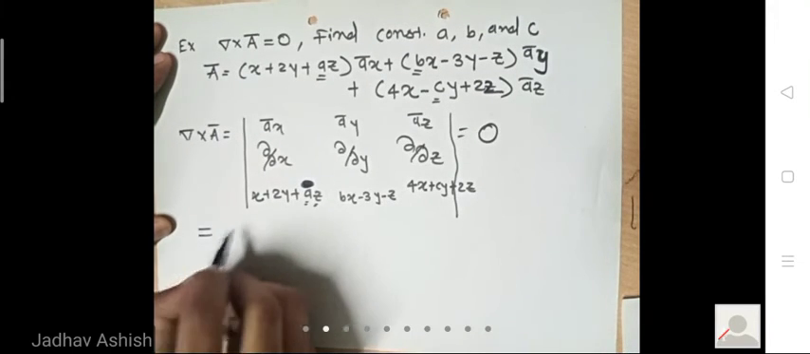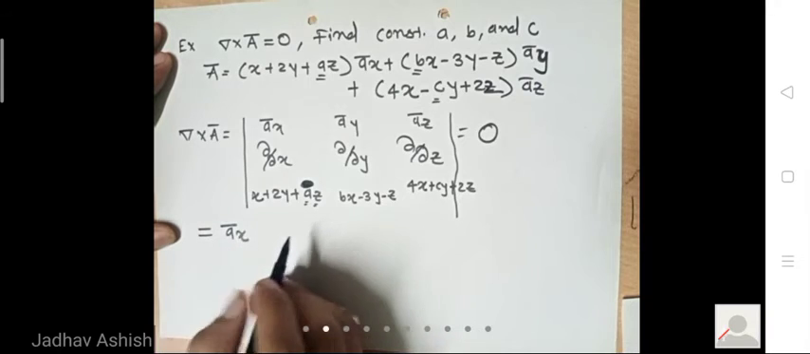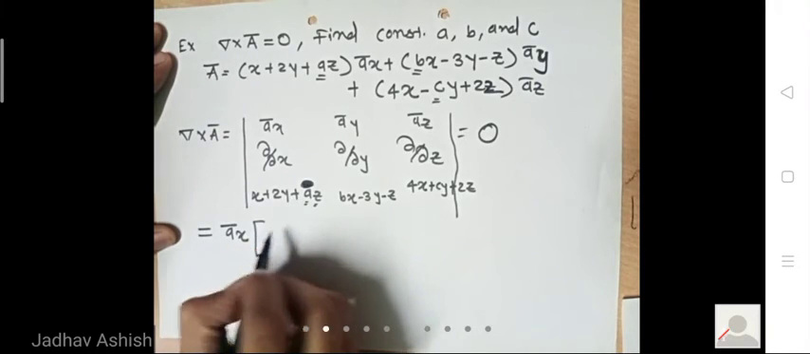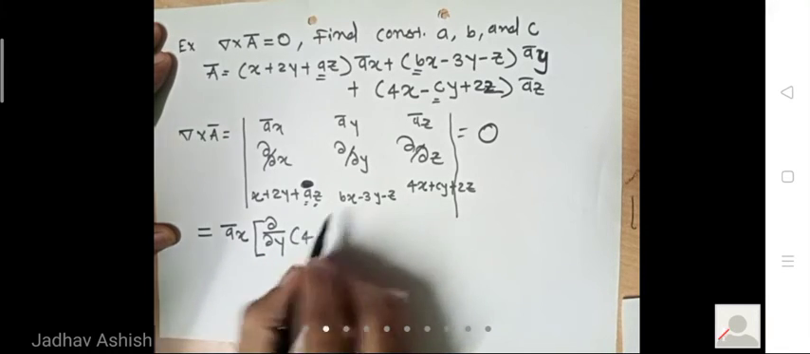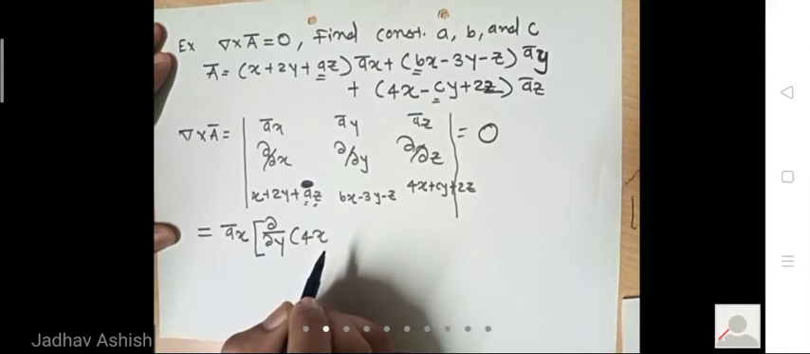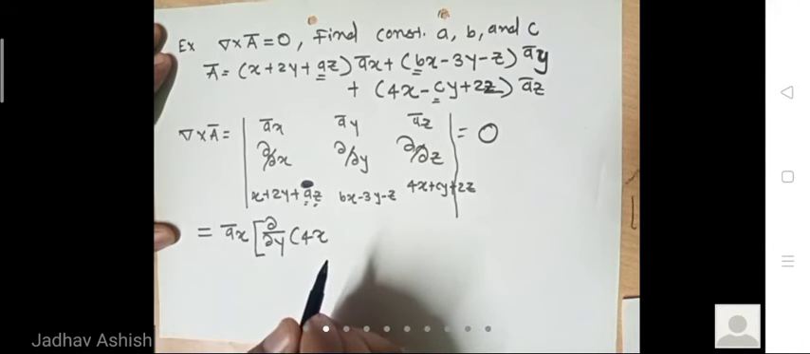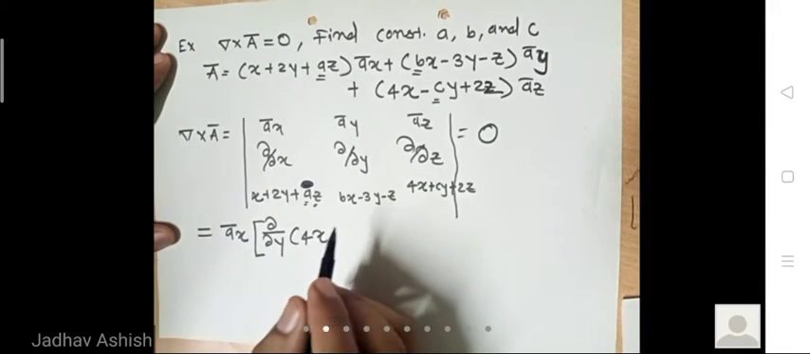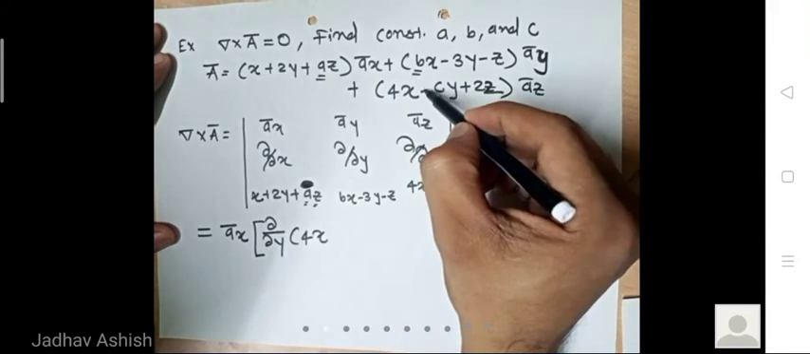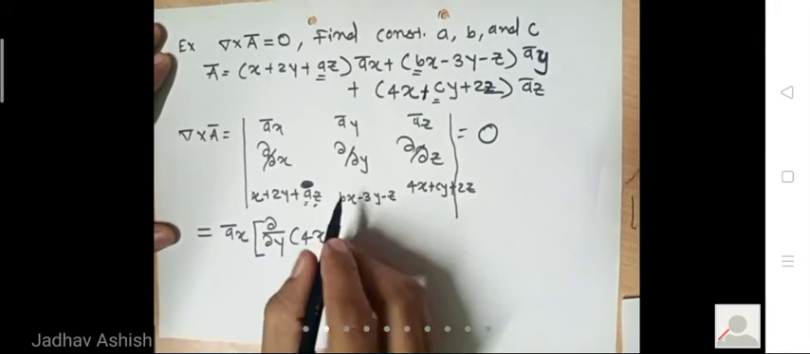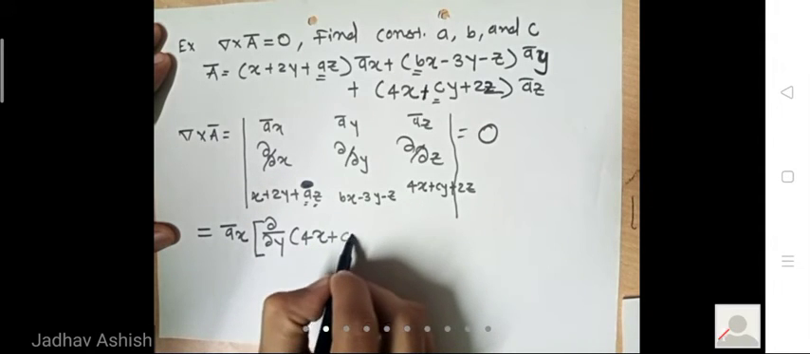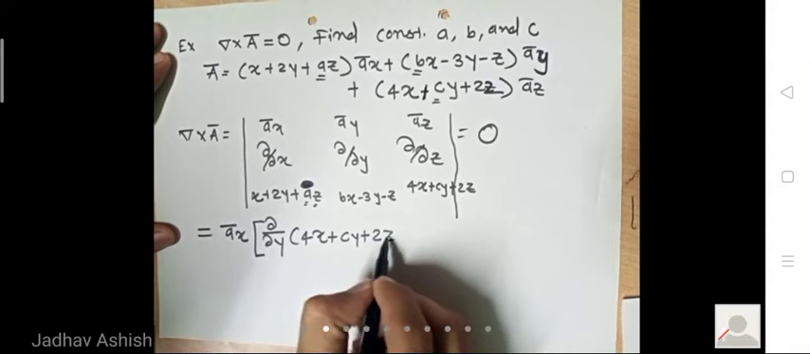This can be solved as a bar x. You know how to find the determinant values. So dou by dou y, 4x. No, here it is plus. Sorry, I have made a mistake. So we have plus over here: 4x plus cy plus 2z.